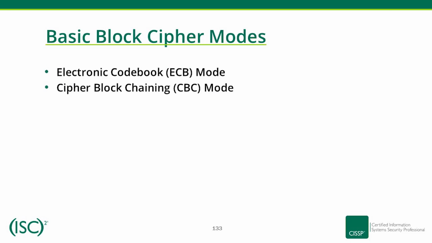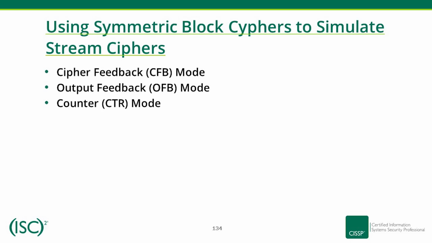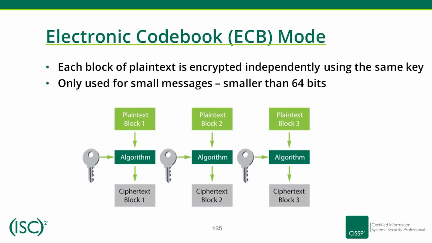Electronic codebook, ECB mode. Cipher block chaining, CBC mode. Using symmetric block ciphers to simulate stream ciphers: cipher feedback, CFB mode; output feedback, OFB mode; counter mode. Electronic codebook, ECB mode: each block of plaintext is encrypted independently using the same key. Only used for small messages, smaller than 64 bits.